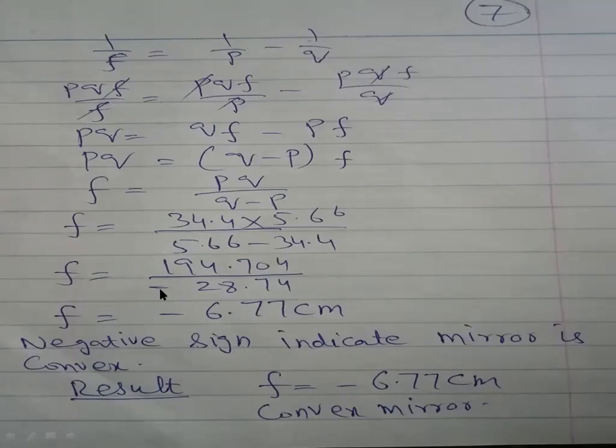Since my focal length has come out negative, the mirror will be a convex mirror. The negative sign indicates the mirror is convex, because in a convex mirror our focal length is negative and q will be negative.